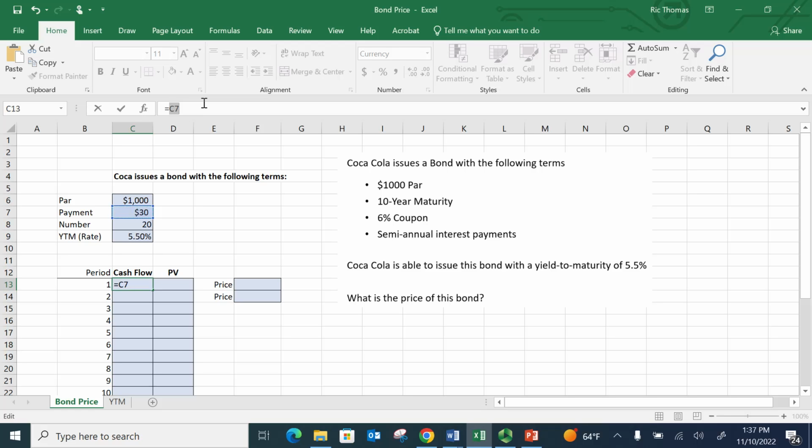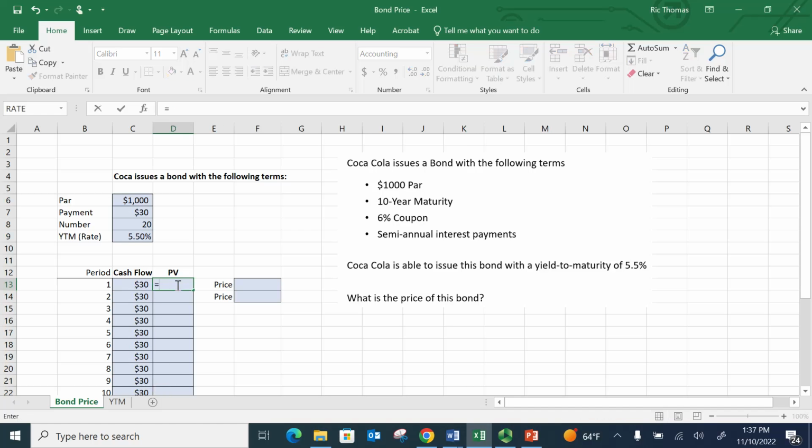So we're going to lock that number down. We're going to highlight C7. We're going to hit F4 on our computer. And there we put a dollar sign in front of the C, a dollar sign in front of the 7. That allows us to drag this down and always reference C7. So I went ahead and did that.